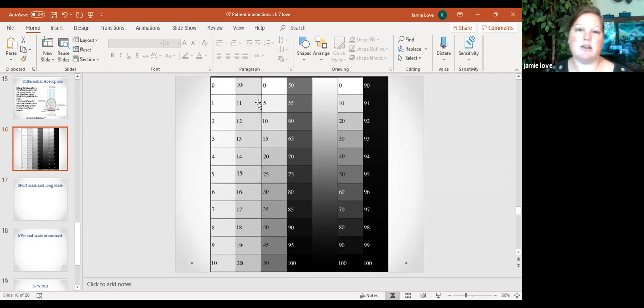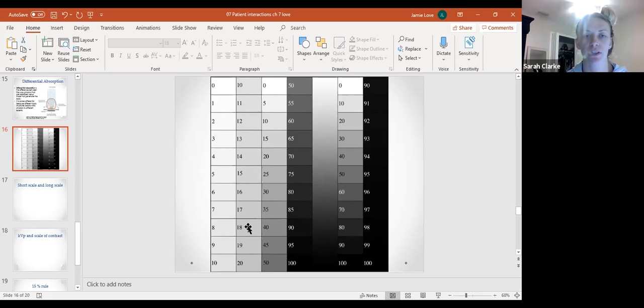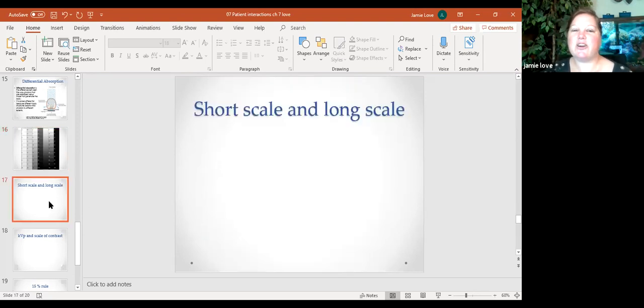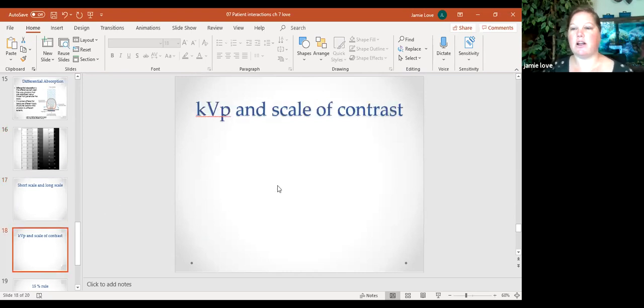It can be a section anywhere in here. I don't really see any difference between 13, 14, 15, 16. Slight differences. That's long scale. I compare the two: you have to look at the image longer to tell the difference. That's long scale. The shades are closer to being the same. So what does this have to do with kVp and the scale of contrast?